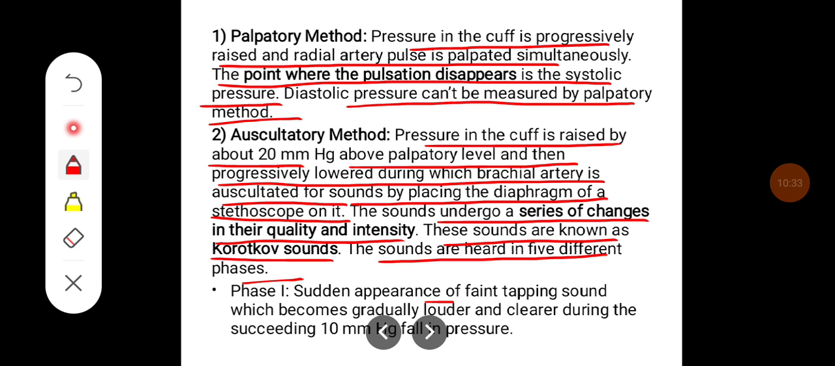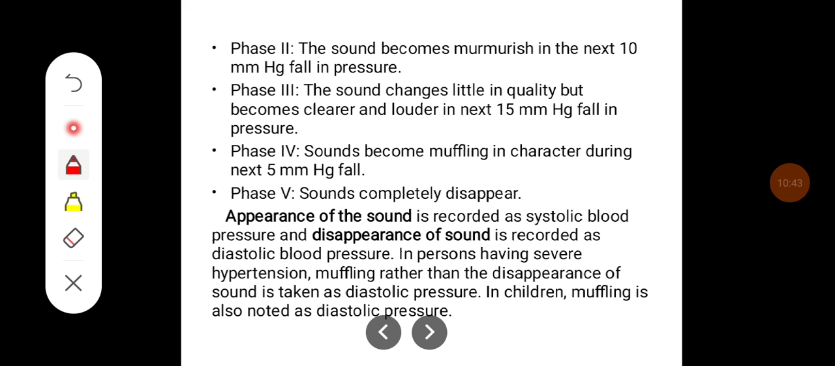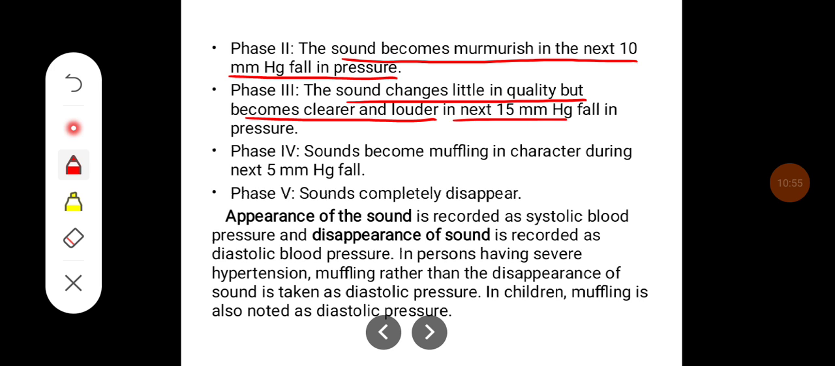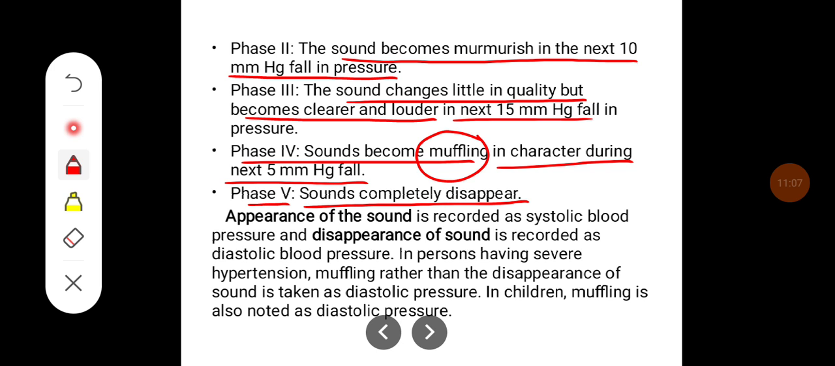Phase 1: sudden appearance of a faint tapping sound which becomes gradually louder and clearer during the succeeding 10 mmHg fall in the pressure. Phase 2: the sound becomes murmurish in the next 10 mmHg fall in the pressure. Phase 3: the sound changes little in quality but becomes clearer and louder in the next 15 mmHg fall in pressure. Phase 4: the sound becomes muffled in character during the next 5 mmHg fall. Phase 5: the sound completely disappears.